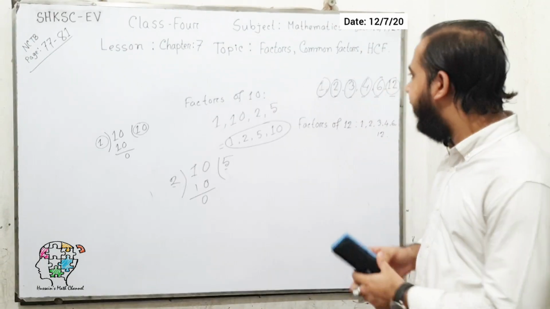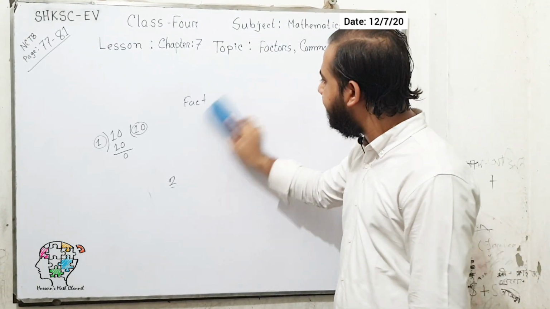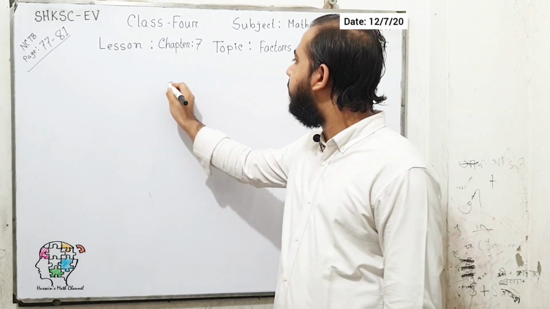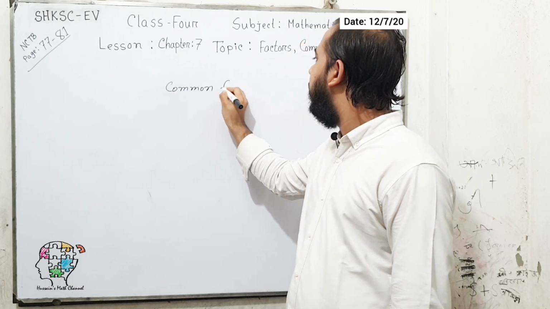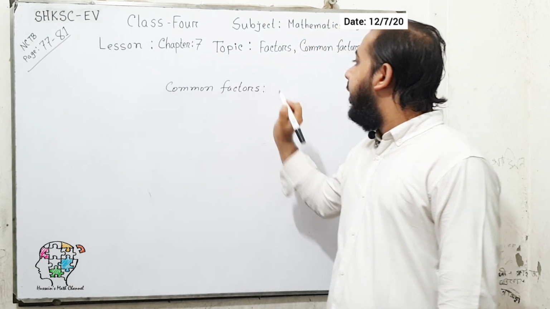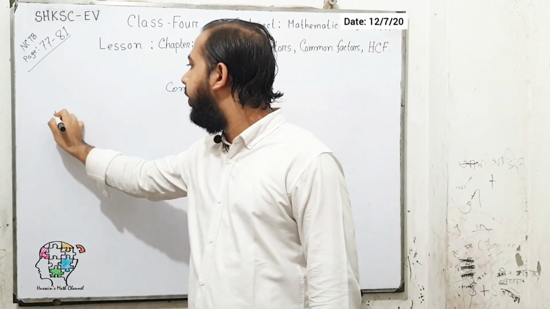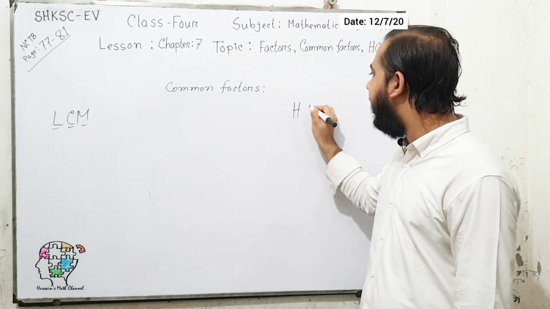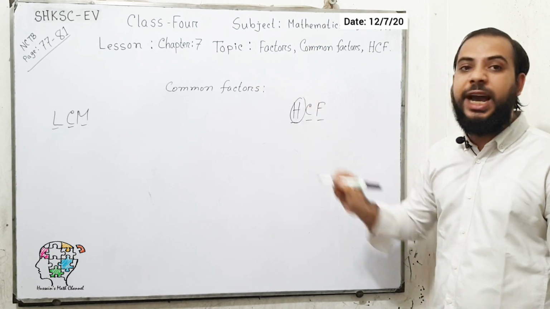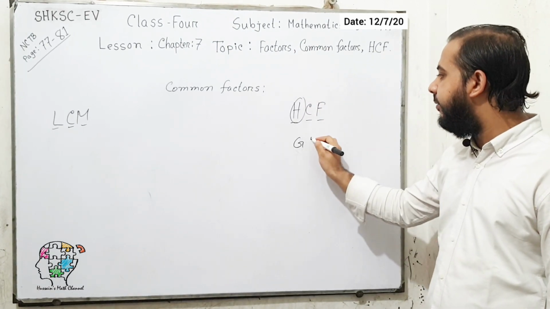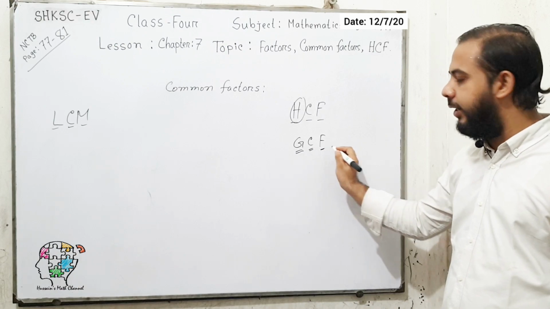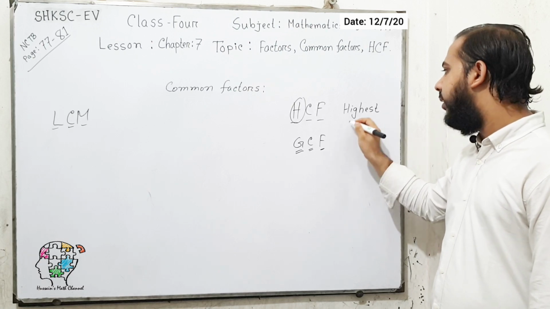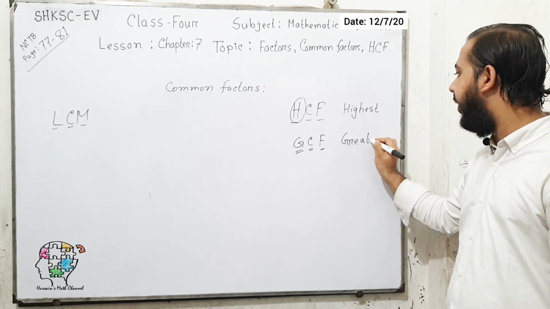Now we learn about common factor. So which are common factor? In first semester, if you remember, we learned about LCM, least common multiples. This semester we will learn of HCF, that means highest common factor. H means highest. The other name of HCF is GCF, greatest common factor. Highest and greatest are same.